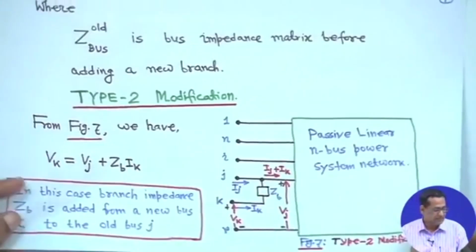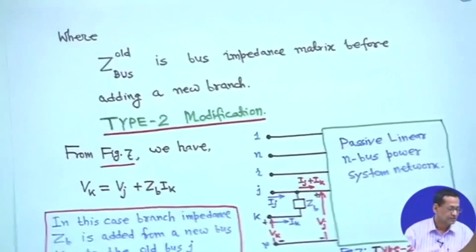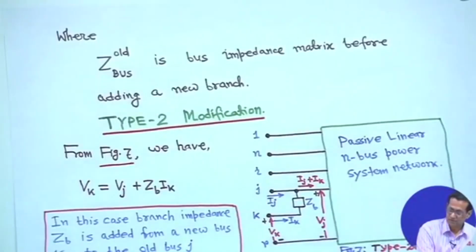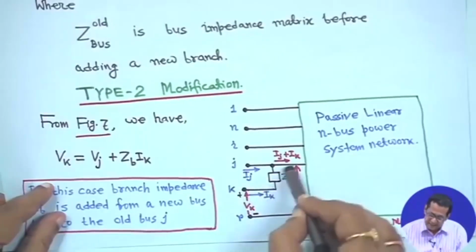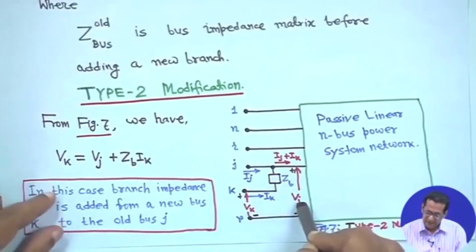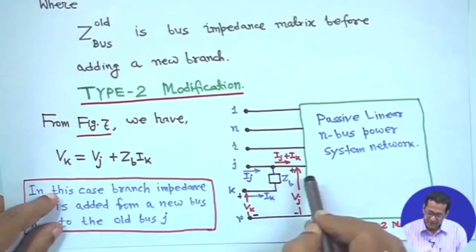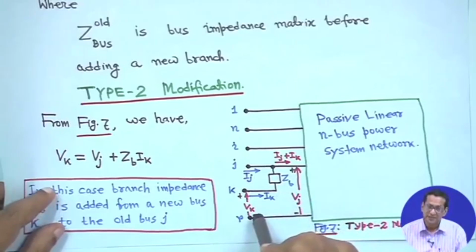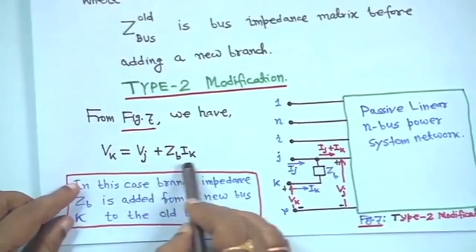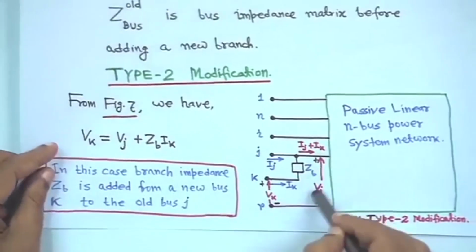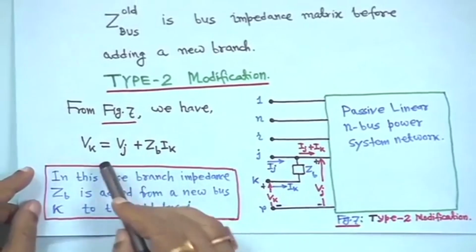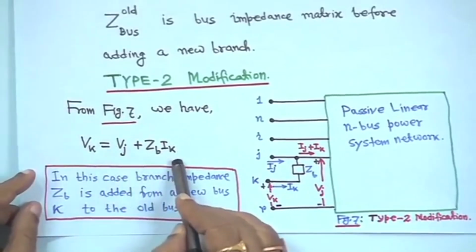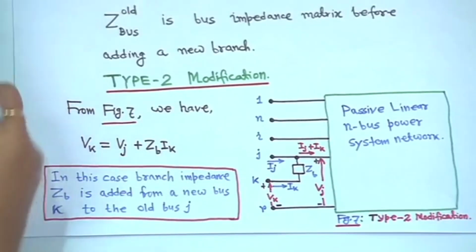So, from this figure, you apply KVL. It will be IK into ZB plus Vj minus Vk is equal to 0, that means Vk is equal to Vj plus ZB IK. This way I have drawn for you, such that it will be easy to understand, right. So, now Vk is equal to Vj plus ZB IK.